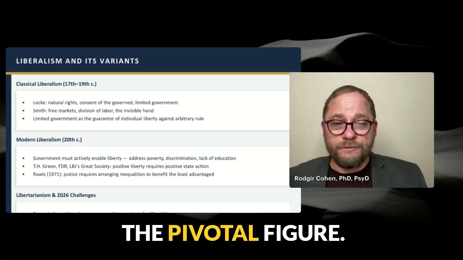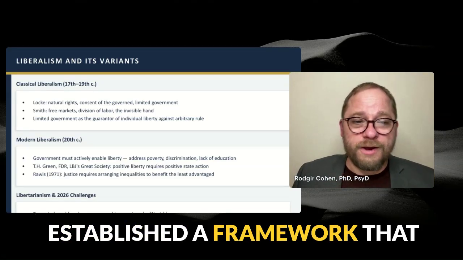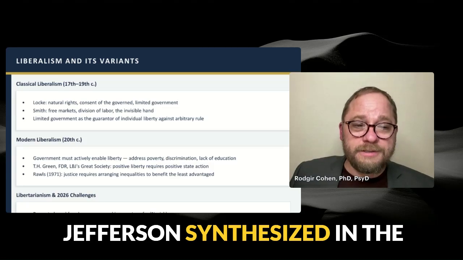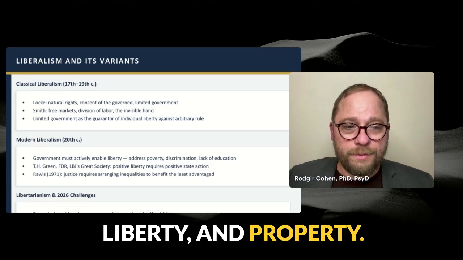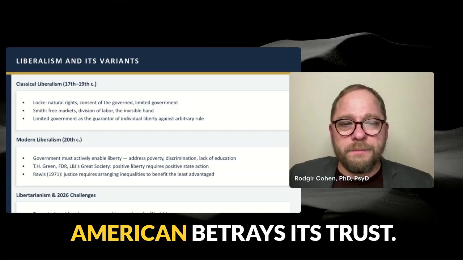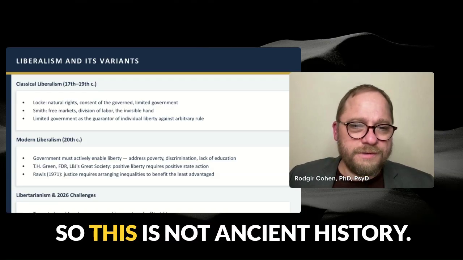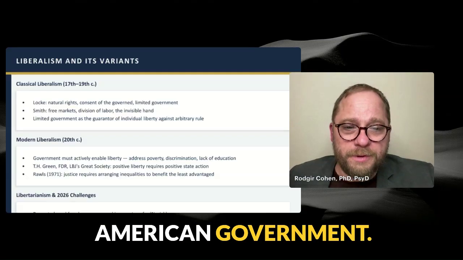John Locke was the pivotal figure. His Second Treatise of Government, published in 1689, established the framework that Jefferson synthesized in the Declaration of Independence: natural rights to life, liberty, and property, government created by consent, and the right of revolution when the government betrays its trust. So this is not ancient history, it's in the intellectual DNA of our American government.